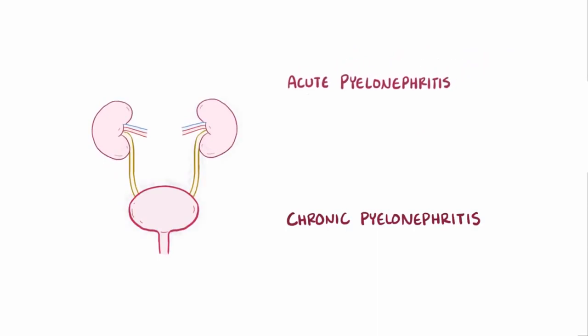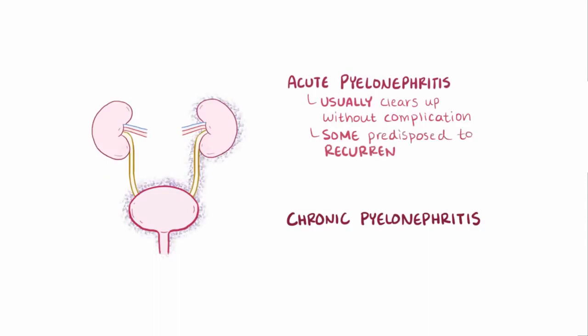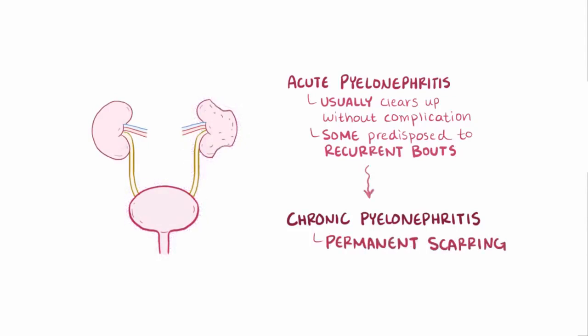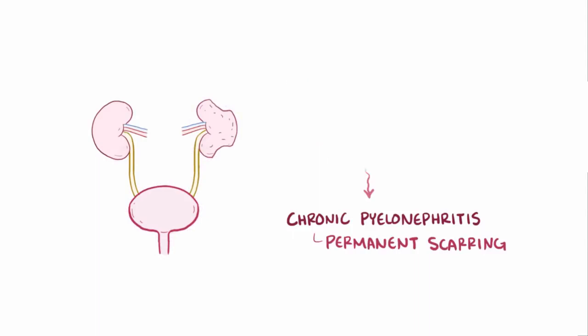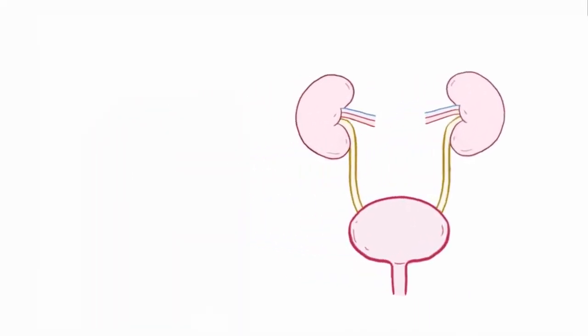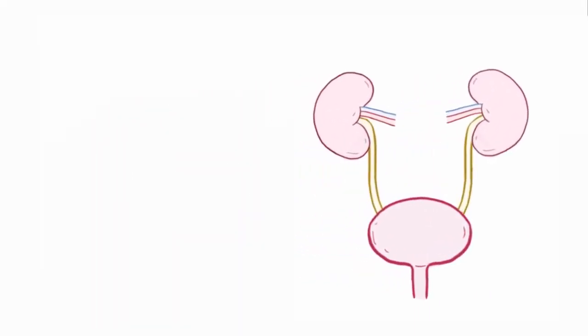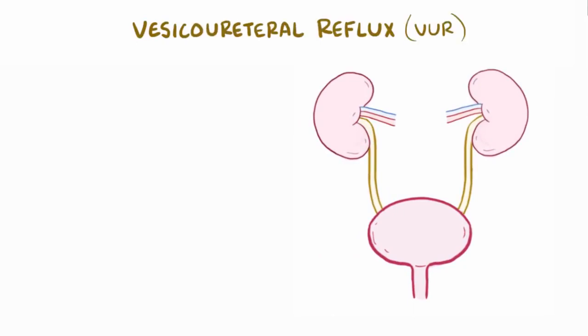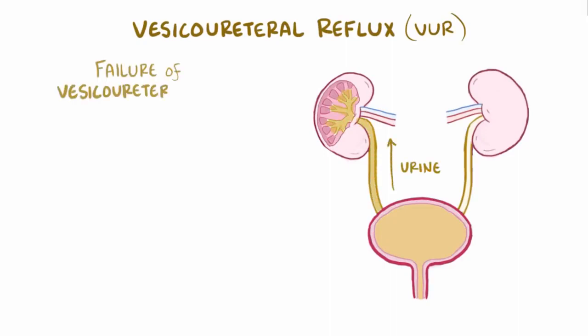Now, an episode of acute pyelonephritis often clears up without much complication. Certain people, though, are predisposed to having recurring bouts of acute pyelonephritis, which eventually leads to chronic pyelonephritis and permanent scarring of the renal tissue. The most common risk factor for recurrent acute pyelonephritis, and therefore chronic pyelonephritis, is vesicoureteral reflux, or VUR, which is where urine's allowed to move backward up the urinary tract, which can happen if the vesicoureteral orifice fails.